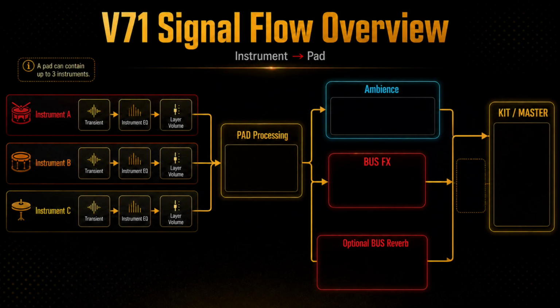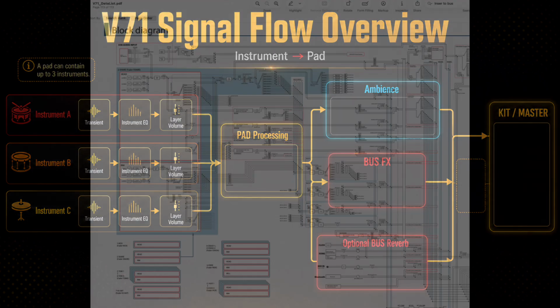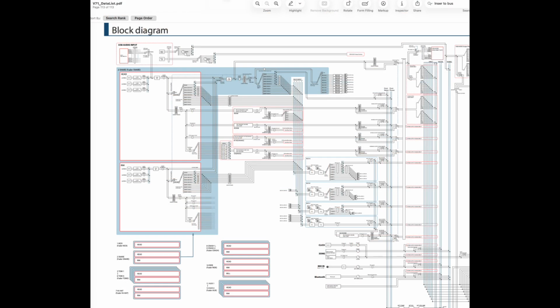Let's look at another simplified overview of the signal flow and build it up. I want to emphasize the word simplified. Roland does not publish every internal DSP connection or the exact order of every processor. These diagrams are meant to provide a useful functional model, not a reverse-engineered schematic of the V71 software. By the way, if you want the closest thing I have found to a source of truth, use the data list manual and scroll to the bottom and look at that block diagram.